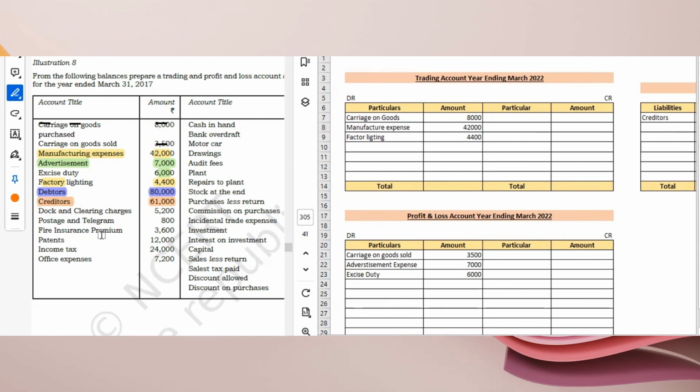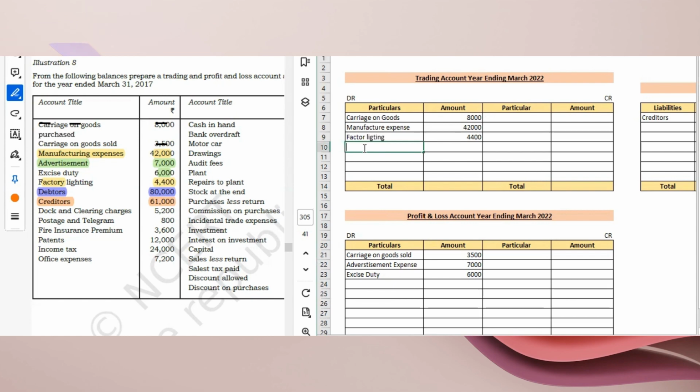Next item is dock and clearing charges. Right? Dock and clearing charges, what you can tell. Dock and clearing charges are nothing but your customs duty charges. It is a terminology used under taxes, and it is completely related to your product. You may have imported your product, and for that import you have incurred some charges. So this is directly your trading charges. So you have to put it under your trading account.